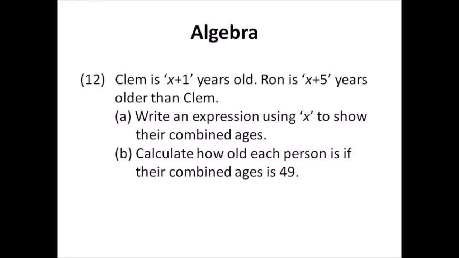And we move on to number 12, algebra. Clem is X plus 1 years old. Ron is X plus 5 years older than Clem. A, write an expression using X to show their combined ages, and B, calculate how old each person is if their combined ages is 49. So, common sense question here for algebra with ages. If you're unsure, use numbers. So if you say Clem is 5 and Ron is 3 years older than Clem, then see how the numbers operate. Then use the letters and do the same thing. Simple. So do A first. Remember, Ron is X plus 5 years older than Clem. He isn't that old. He's older than Clem, and that's important.